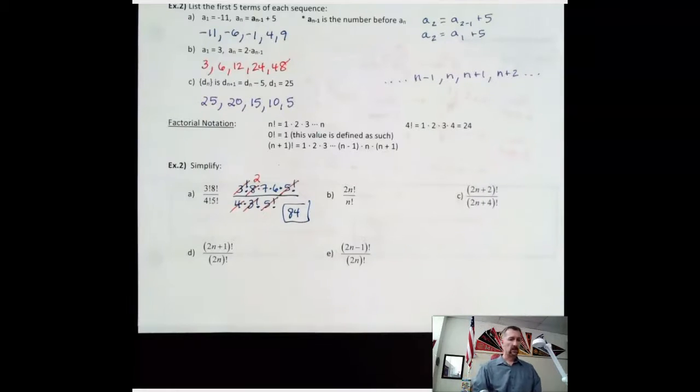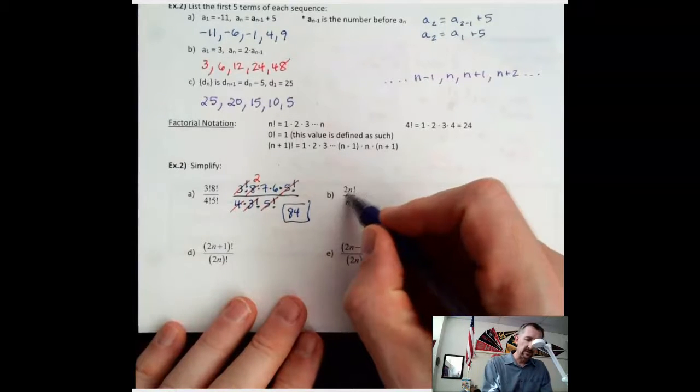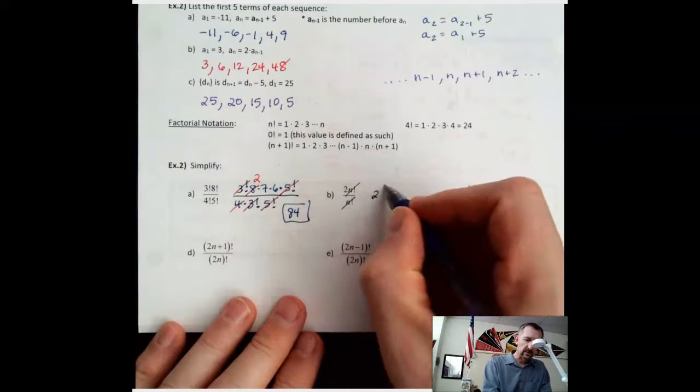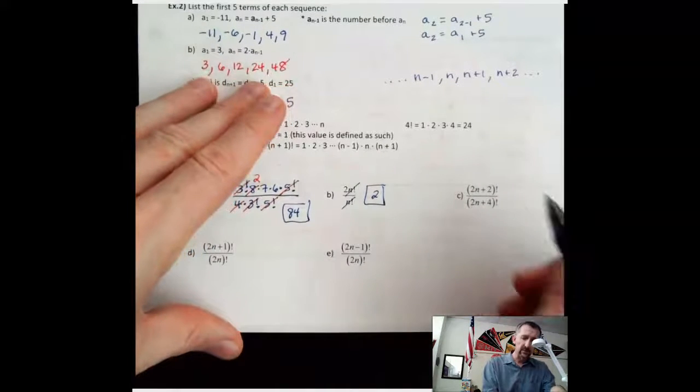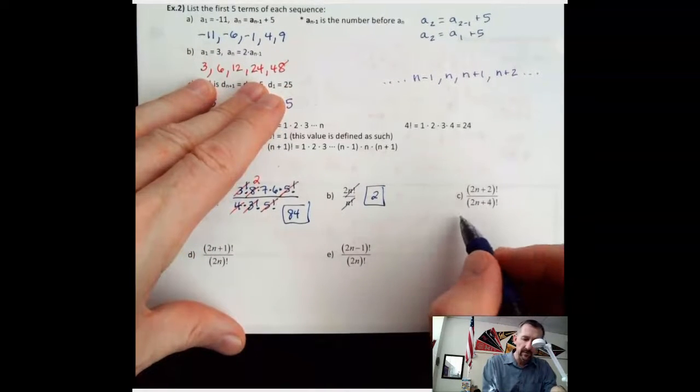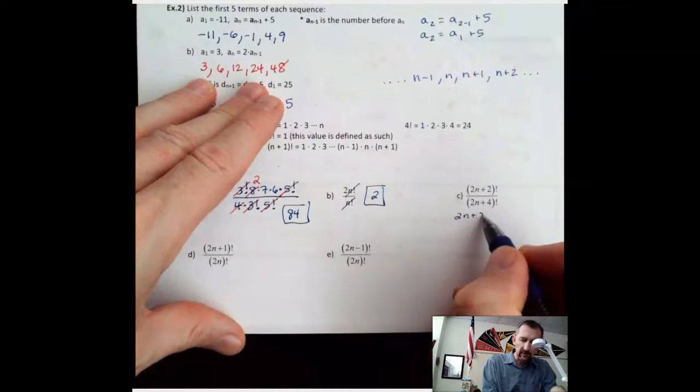Okay. So if we move on to the next one here, that's really not that big of a deal at all. The n factorials cancel, and that's just 2. Now, this is a little bit trickier, but hopefully not that bad. So we have 2n plus 2 factorial.